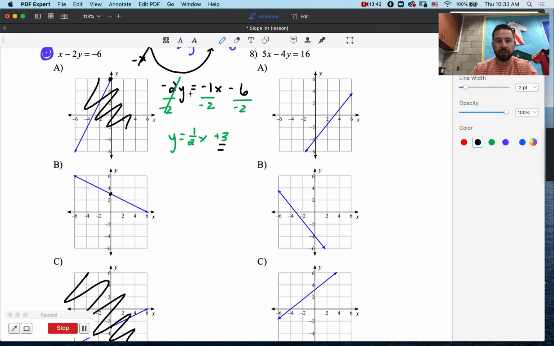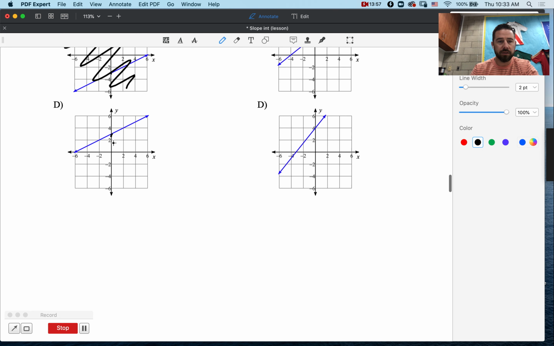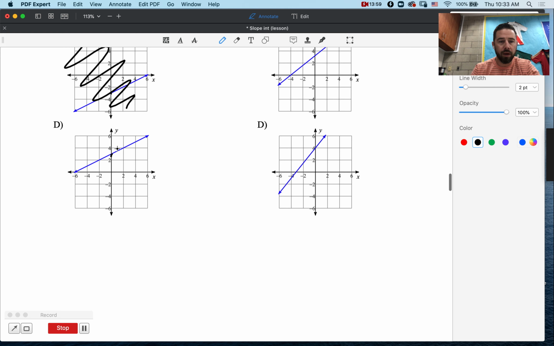Now let's look at our slope. That's going to tell us everything. Positive number at the top, that means we're going up, and we're always going right. So does this guy go up and to the right? Up 1, right 2? Nope. Does this guy go up 1 and right 2? Yep. So D is our answer there.